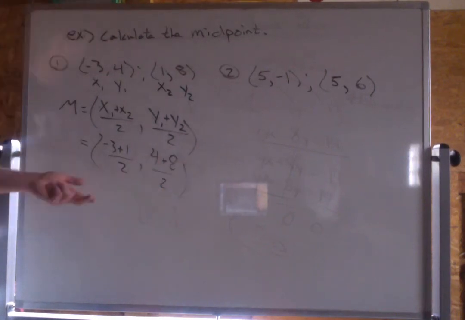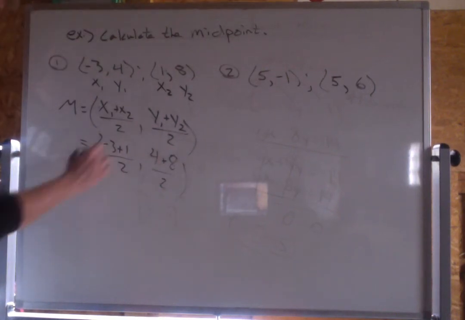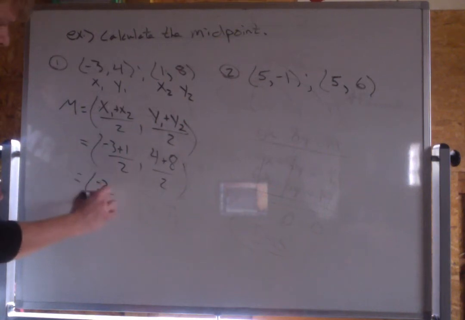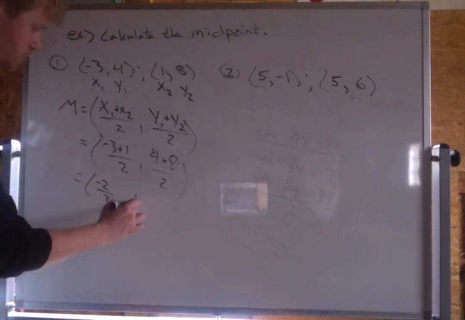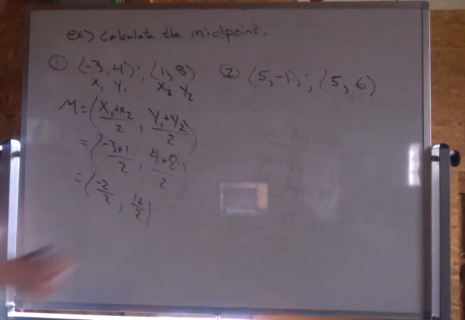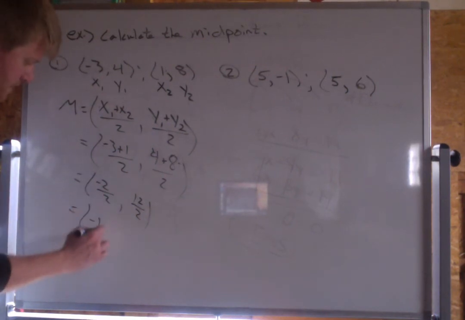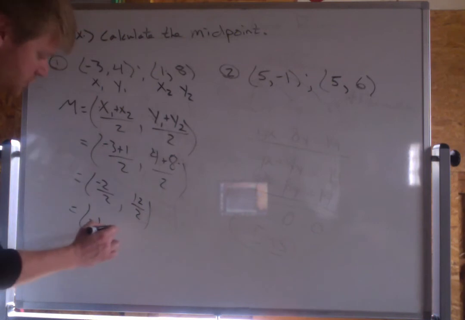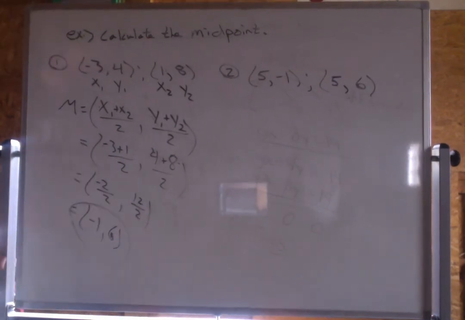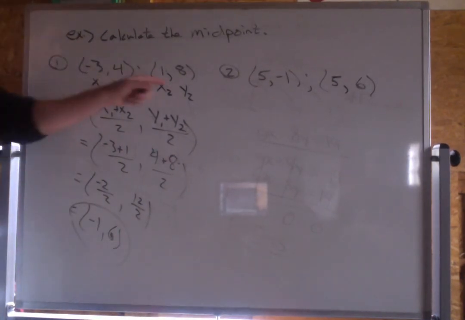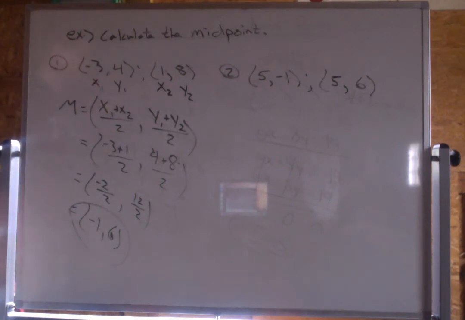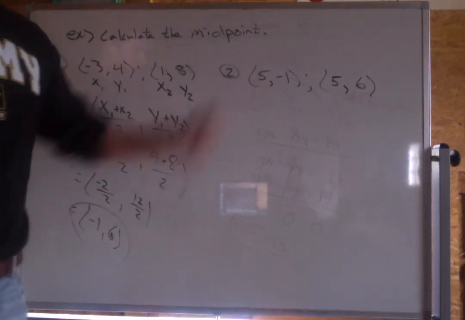And then I just have to simplify these 2 quick fractions. -3 plus 1 is -2. 4 plus 8 is 12. So all this leaves me with is to divide each of these by 2, which works out to 2 nice whole numbers. Our midpoint: -2 divided by 2 is -1, 12 divided by 2 is 6. So the midpoint of the segment connecting these 2 points would be (-1, 6). And again, if you were to graph this, you should be able to come up with something very close to this for your guess. Number 2, let's move on here.